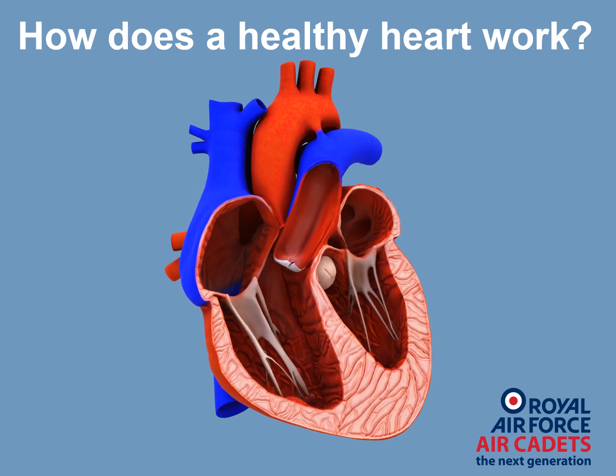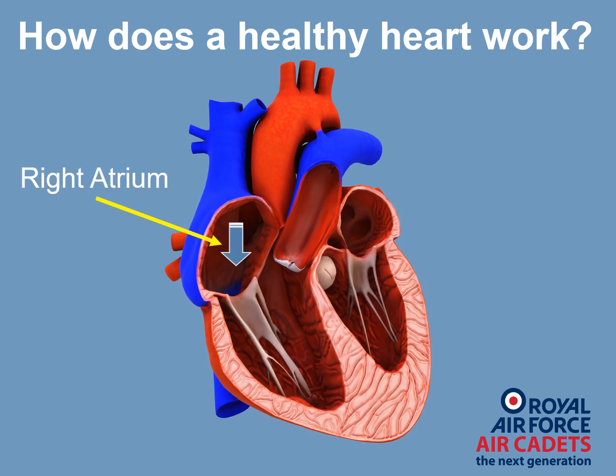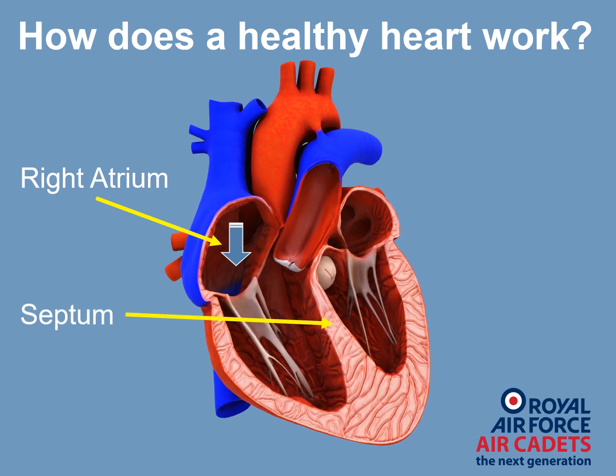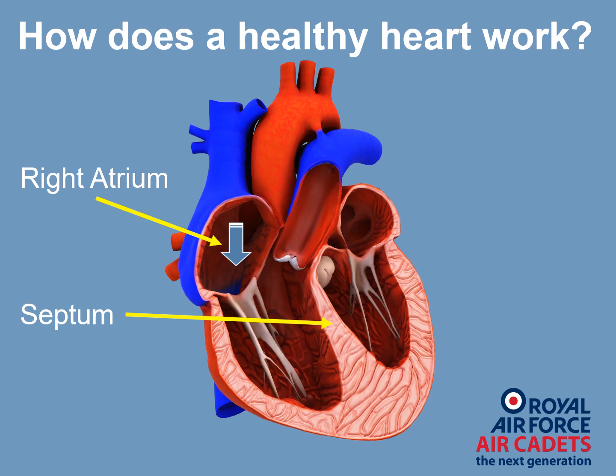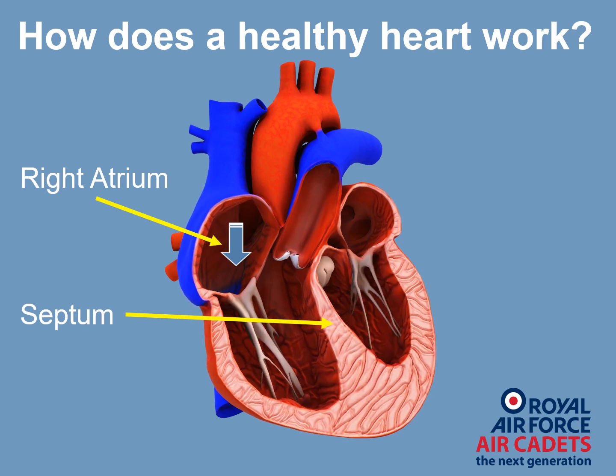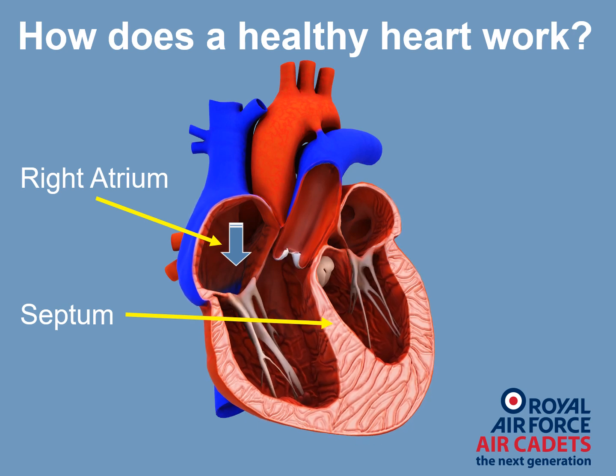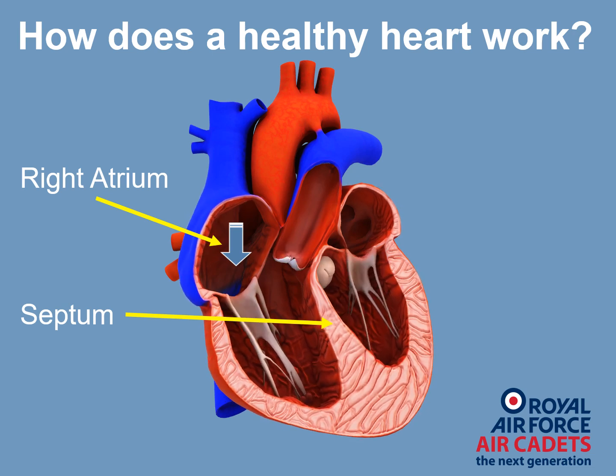Once the body has used the oxygen, it returns the blood back to the right atrium of the heart and the process starts again. Inside a healthy heart, there is a partition called the septum, which divides the heart and prevents oxygenated and deoxygenated blood from mixing. Every time the heart beats, the valves in the heart open to allow the blood to flow in one direction. They then close to stop the blood from flowing backwards.